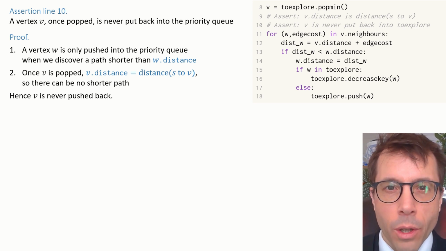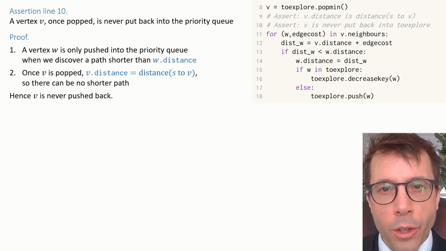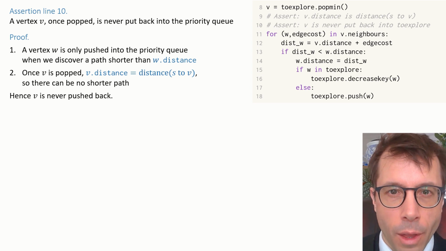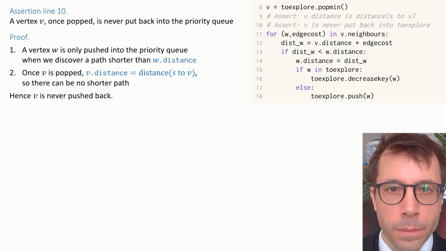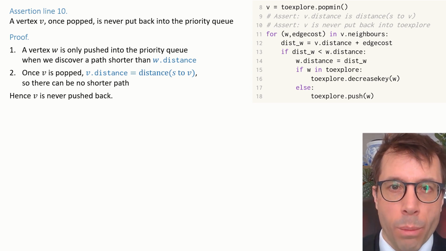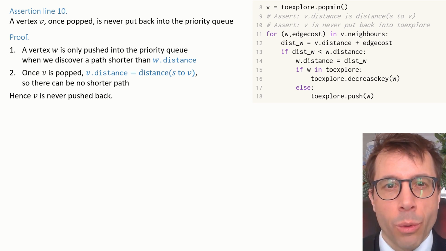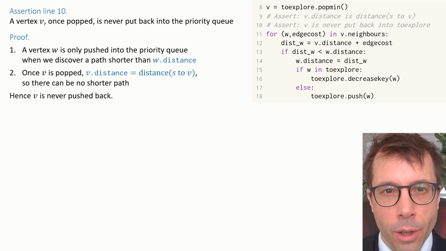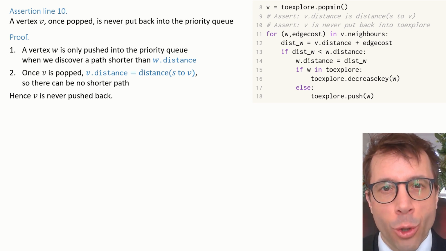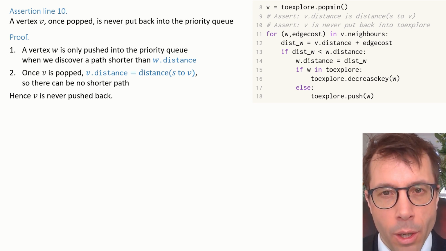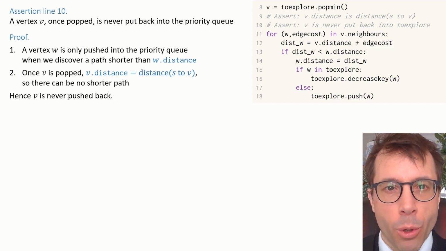First, looking at the code on line 13, we see that vertex w can only be pushed into the priority queue when we discover a path that's shorter than the stored w.distance. But when we popped v, we just proved the assertion on line 9, namely that v.distance is equal to the true shortest path distance. So there can't be any shorter path than what we've already found. Therefore, v will never be pushed back.